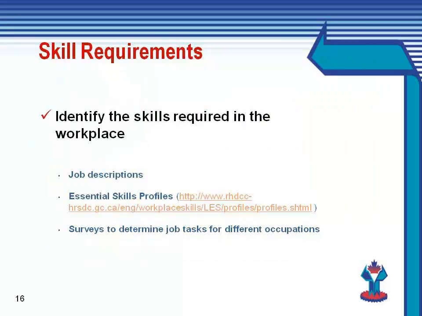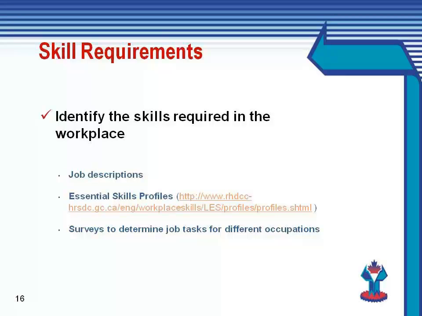Now that you have identified potential performance problems in the workplace, the next step is to identify the essential skills required in the workplace. This involves identifying the essential skills that are used in jobs in your workplace, learning about the essential skills required for different occupations, and conducting formal or informal surveys with employees, apprentices, supervisors, and managers to determine key tasks for jobs.